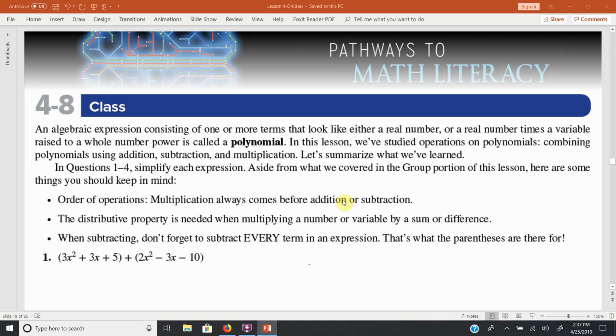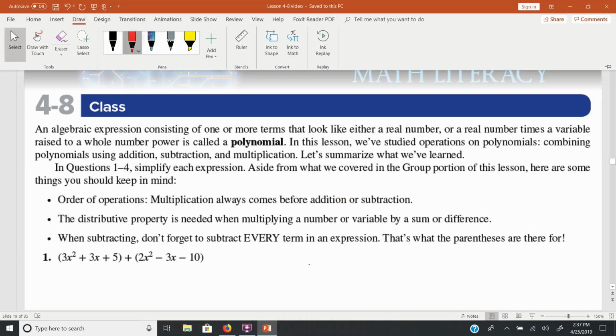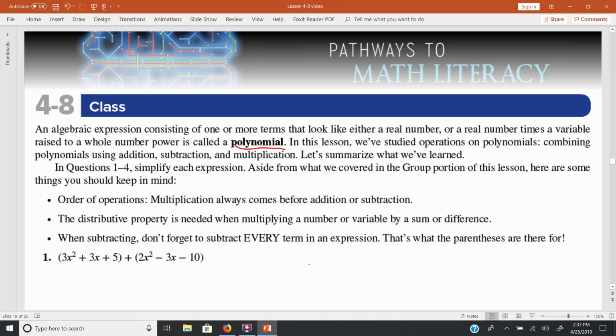Polynomials are any mathematical expression, really, as long as it only has addition, subtraction, multiplication, division, and exponents. If you get into square roots and some of the other functions, we don't consider them polynomials anymore. But what we are looking at here is the addition of two polynomials.